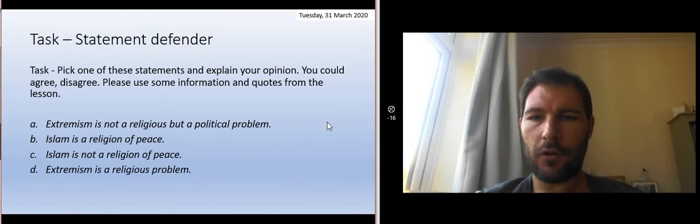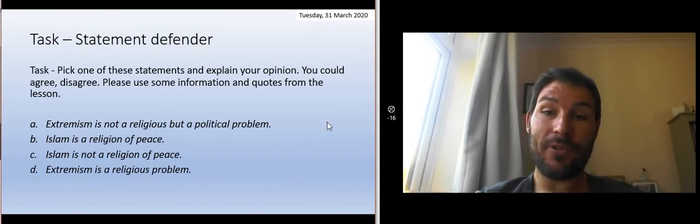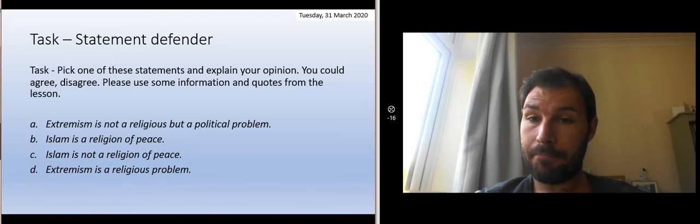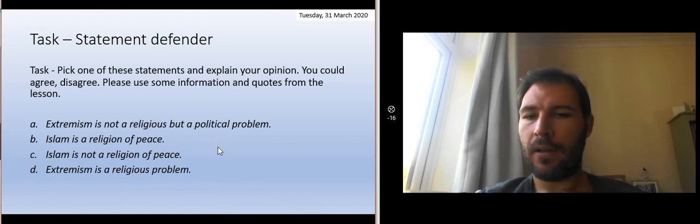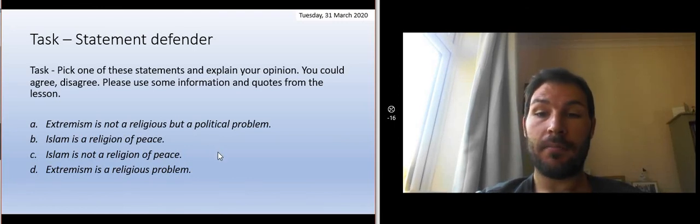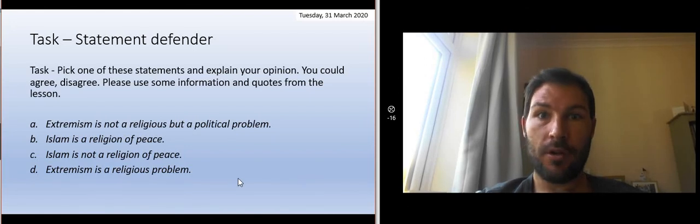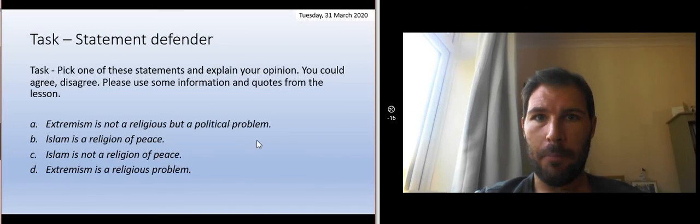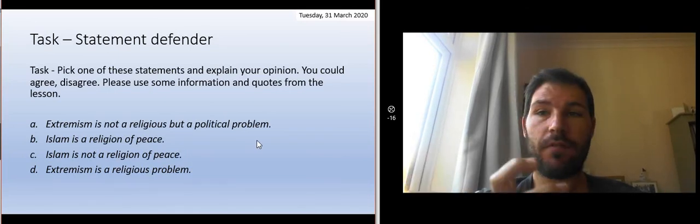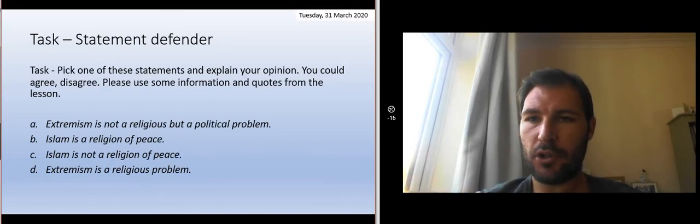And you pick one of the following. Extremism is not a religious, but a political problem. You could pick Islam is a religion of peace, or Islam is not a religion of peace, or extremism is a religious problem. Well, pick one of those. Try and bring as much information as I've talked about together as possible. Remember, you can just go back and forward. It's a video. And write it neatly in your book.